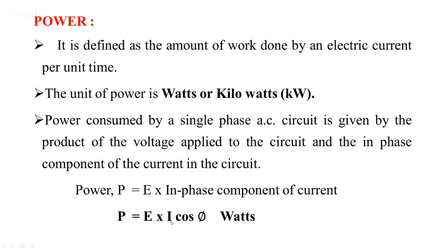Watts. The current can be resolved into two vectors. One is along the x-axis and another along the y-axis. The component along the x-axis will represent I sin phi and the component along the y-axis represents I cos phi. So for power, we always consider P equals E into I cos phi watts. The unit of power is watts.